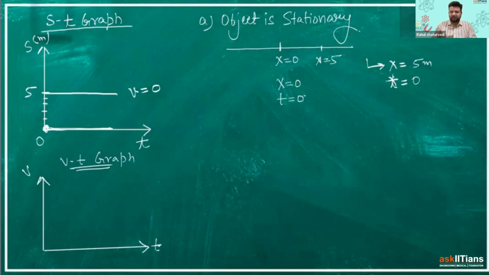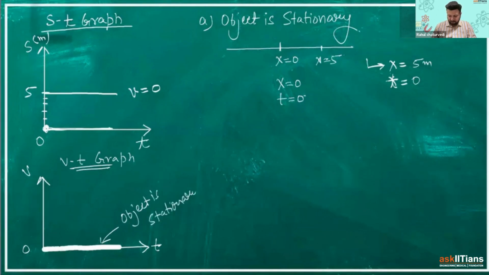So when the object is stationary, the graph will always be along the x-axis, right? So this is the graph when the object is stationary, right? Let's see the case when the object is moving, right?